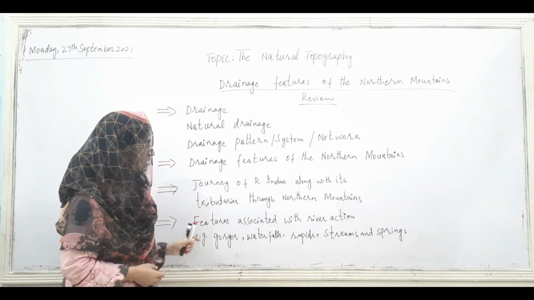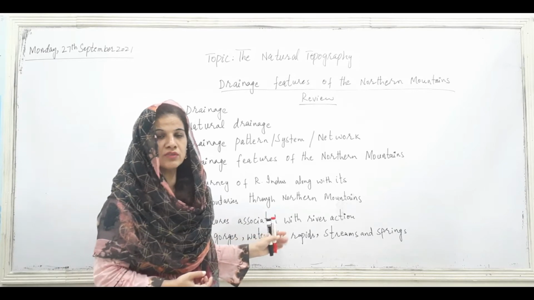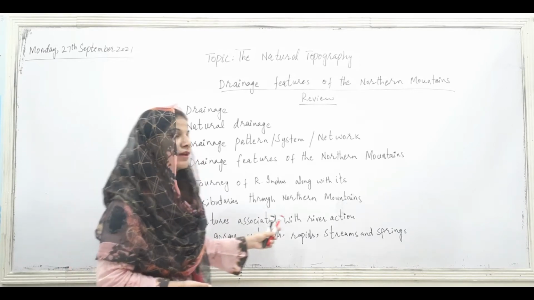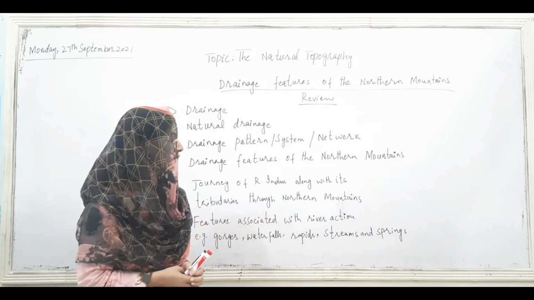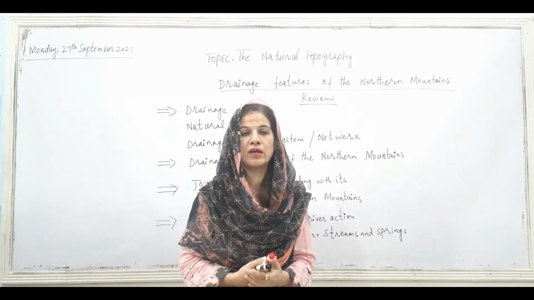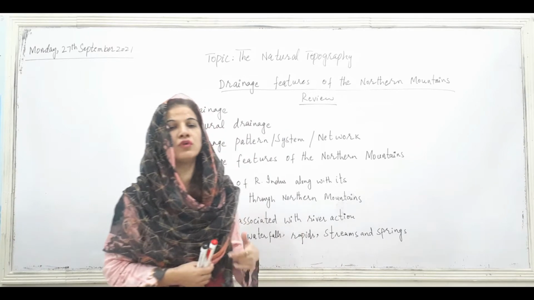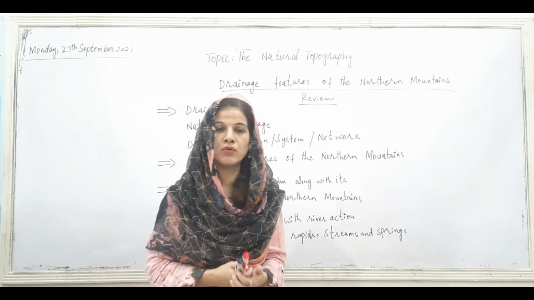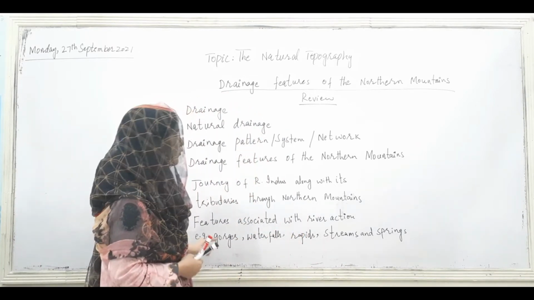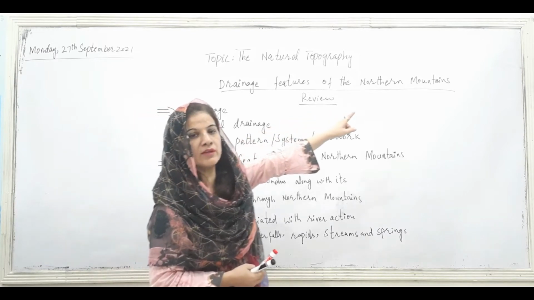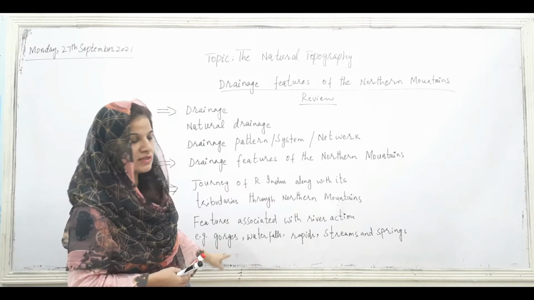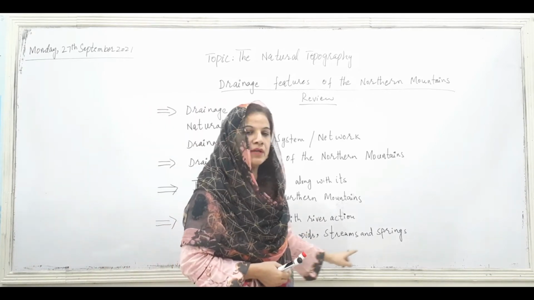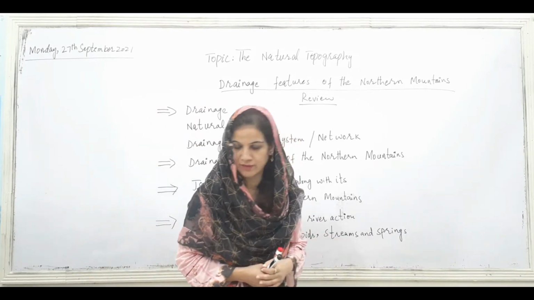Then we discussed the features associated with river action, which are formed by river flow through erosion, transportation and deposition. The features formed in northern mountains, in highland, higher altitude areas, are gorges, waterfalls, rapids, streams and springs.